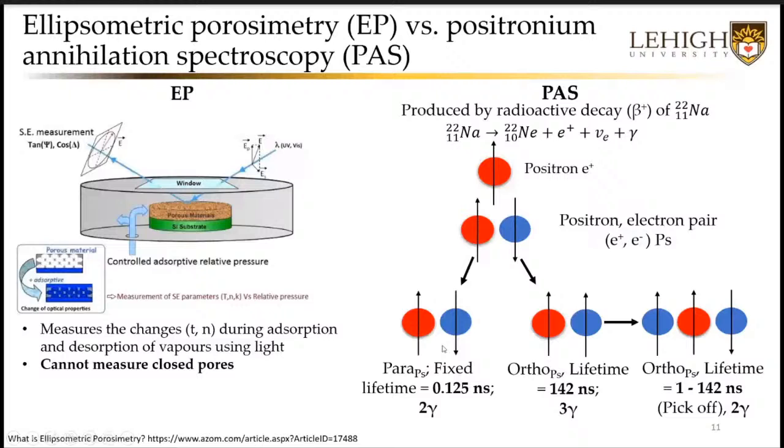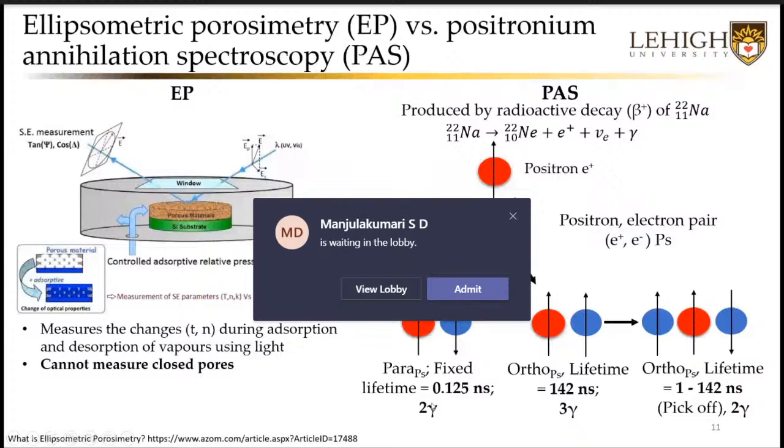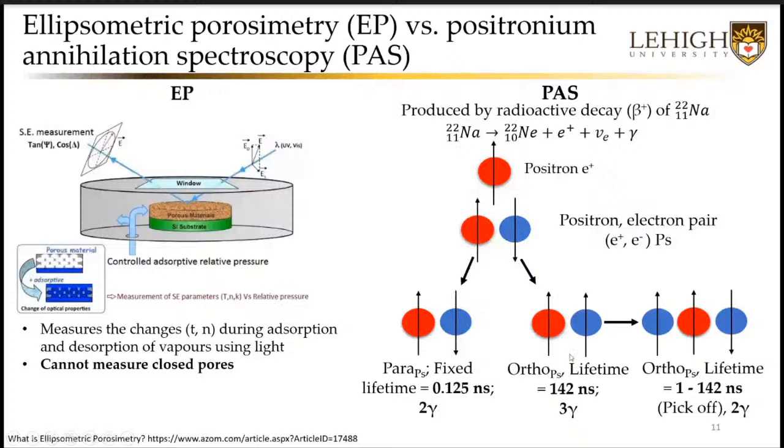When parapositronium annihilates, it gives two gamma rays, and the lifetime is fixed. It's 0.125 nanoseconds. Whereas in the case of orthopositronium, it is very stable. Orthopositronium is when an electron and positron of similar spin recombine, and they still are very stable, and they are looking for another electron which is of opposite spin.